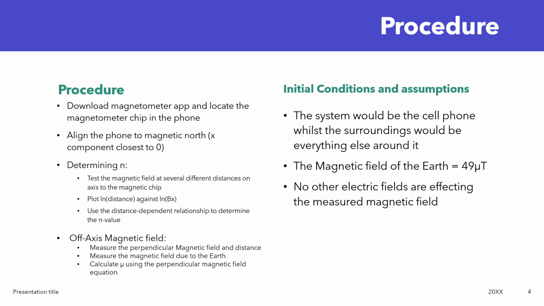The initial condition is that the system is the cell phone, while its surroundings would be everything else around it, as we're assuming that the forces are acting upon the magnetic chip. The magnetic field of the Earth is going to be approximately 49 microteslas, and no electric fields will be affecting the measured magnetic field. This is an assumption that we'll be making for now.